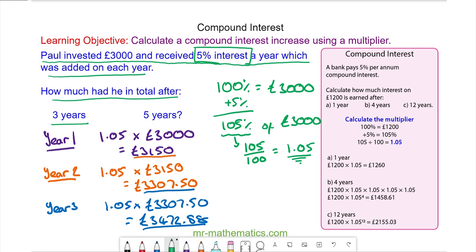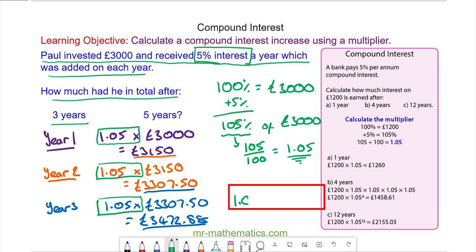But if you can imagine, we were asked for 10 years, we would have to go through this process 10 times. There is a more efficient way of doing this, which is, if you notice, we are multiplying by 1.05 three times. So this is 1.05 to the power of 3. And 3 is the number of years. So we have 1.05 raised to the power of a number of years multiplied by the original amount. And we get the same value as we did the other method, but in a more efficient way.